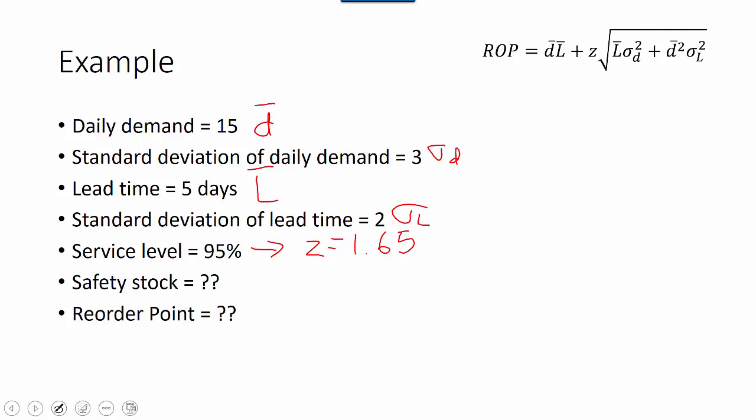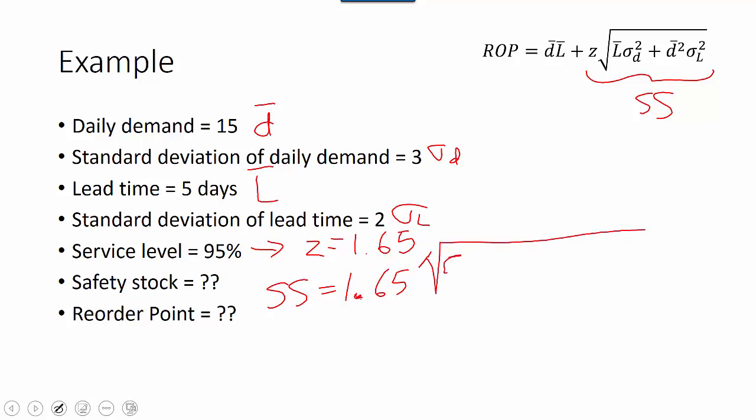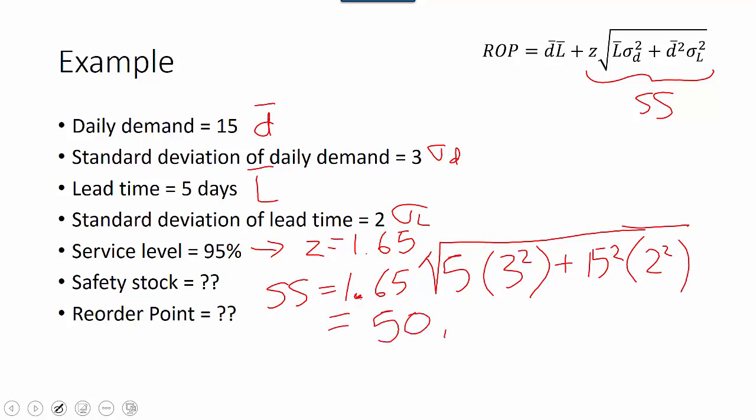So the first part is asking about safety stock. Remember, that's just this part of the equation. So the safety stock is 1.65 times the square root of our average lead time, which is 5, times sigma D, which we said was 3, so we're going to have to square that, plus the average demand, which is 15, so we're going to square that, times the sigma L, which was 2, and again we have to square that. When we go through that, we get 50.7. Again, we need to round that up to 51 units because we can't have a fraction of a unit.